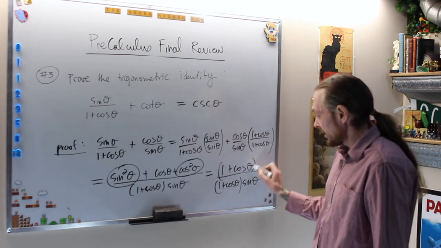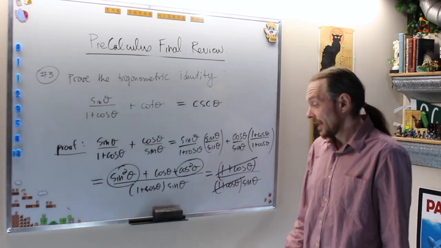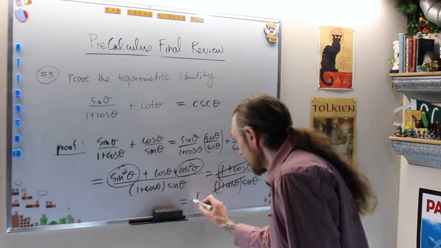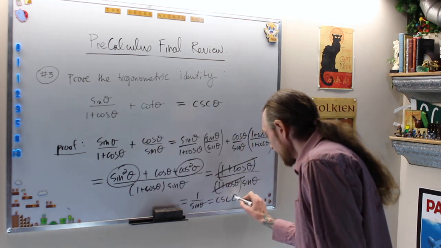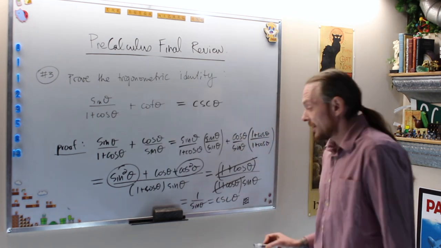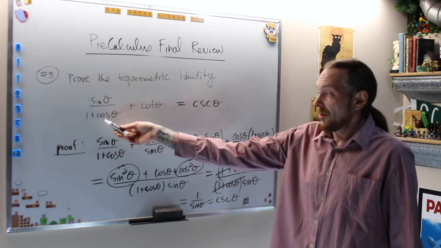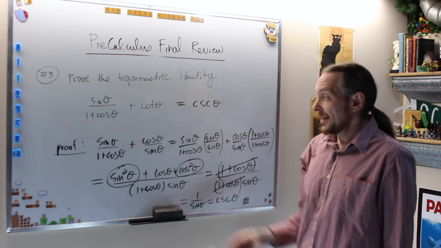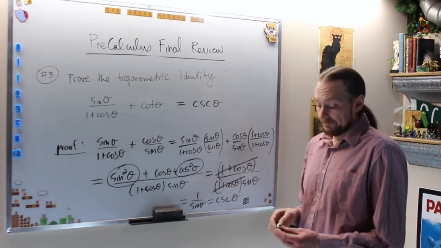Oh, and then I see that this will cleverly cancel with this. And I'm given, let's squeeze it in, 1 over sine theta, which is cosecant theta, which is the right-hand side. So sine theta over 1 plus cos theta plus cotan theta does in fact equal cosecant theta when we simplify.